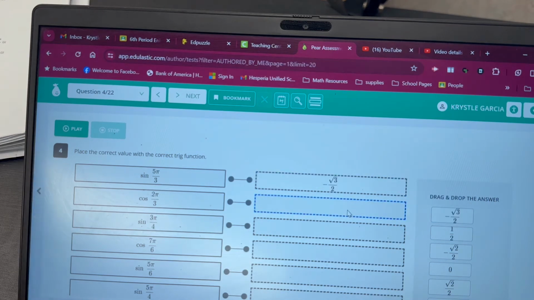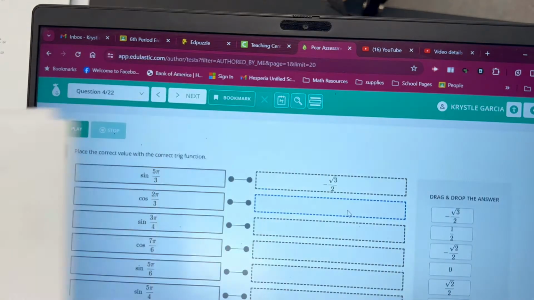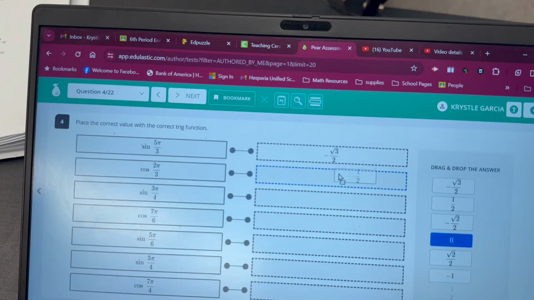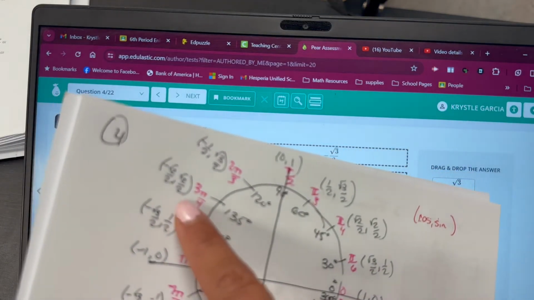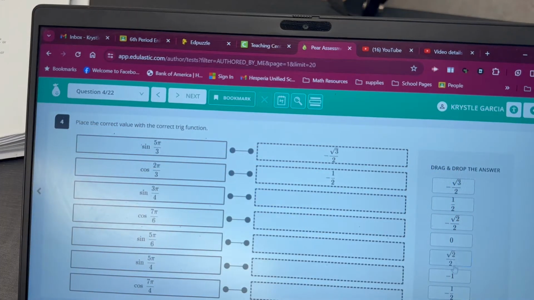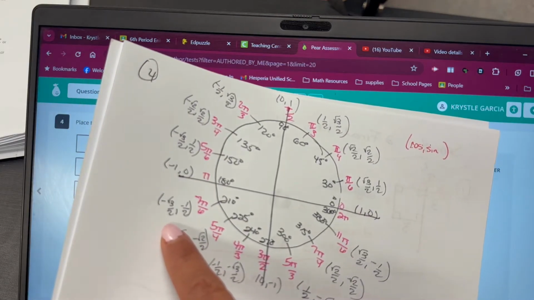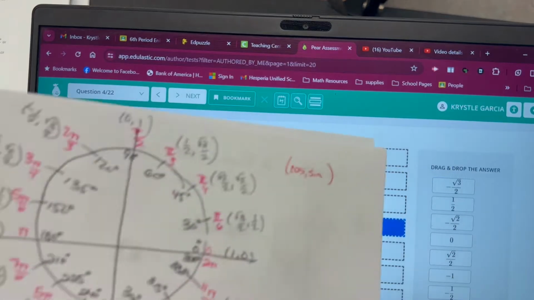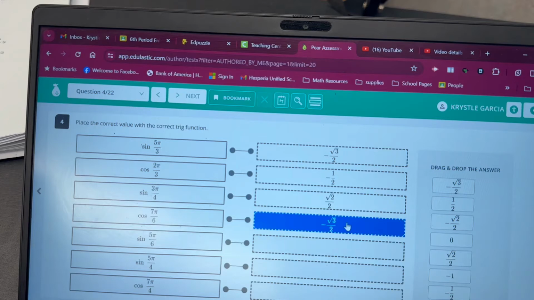There it is. Cosine of 2 pi over 3. So the x value at 2 pi over 3 is negative 1/2. So I got to find that and drag and drop it. Sine, the y value at 3 pi over 4 is square root of 2 over 2. Cosine, the x value at 7 pi over 6 is negative square root of 3 over 2. The sine of 5 pi over 6, the y value there is 1/2.